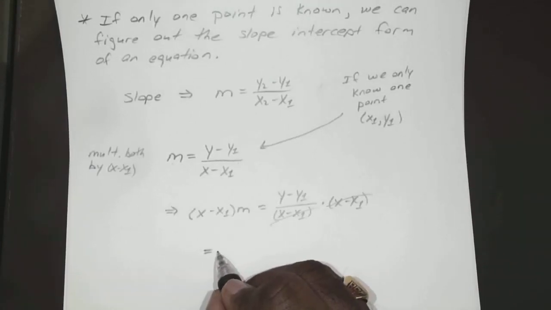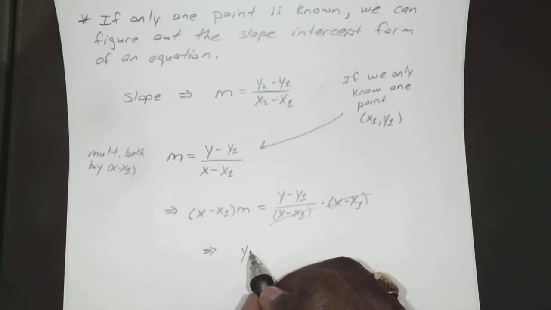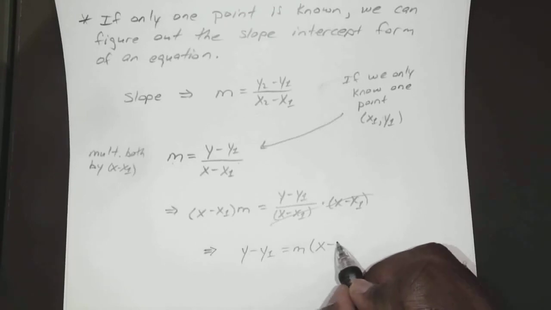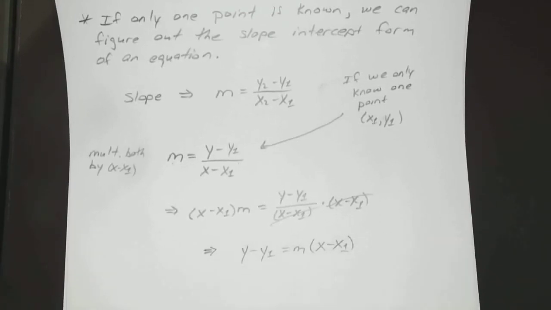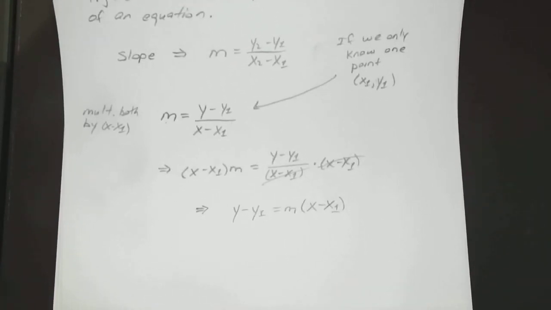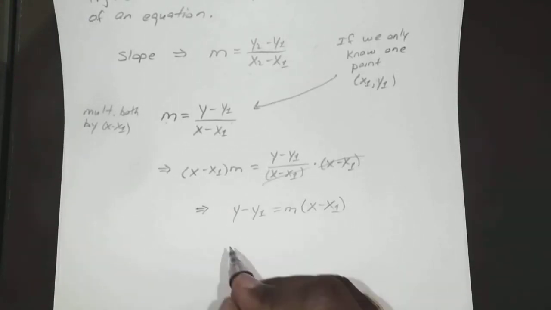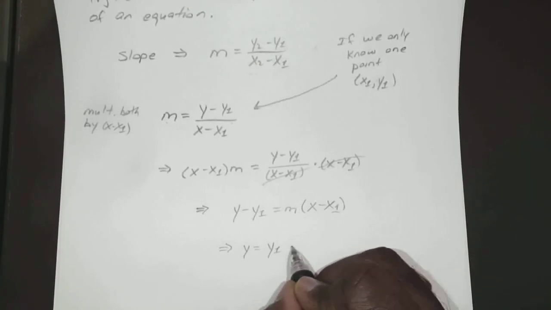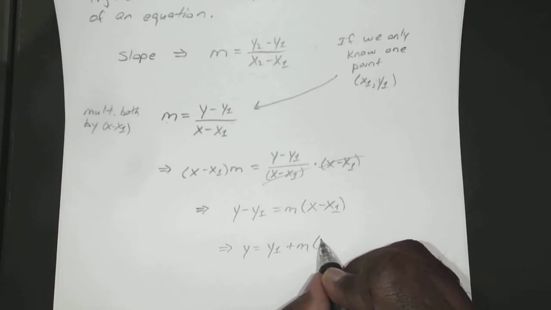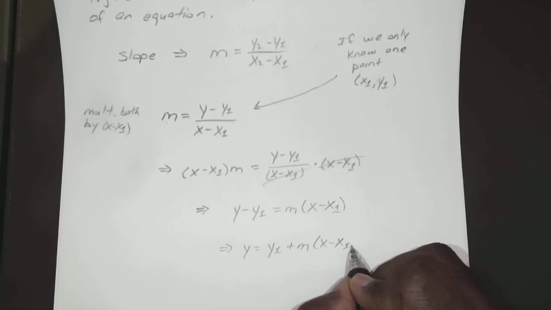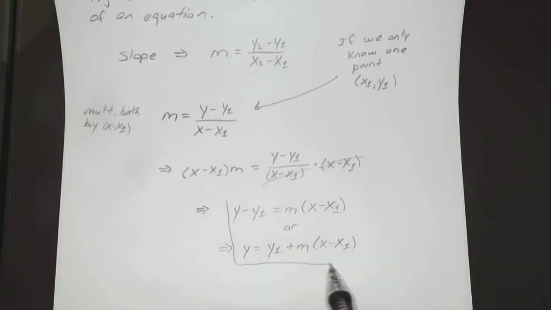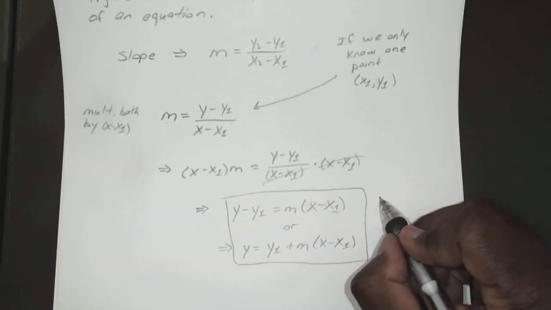There we go. So y minus y1 equals the slope times x minus x1. Or if you wanted to, you could add y1 to both sides. So if you add y1 to both sides, that's y equals y1 plus your slope times x minus x1. Either one of those will work. And this is your point slope form.